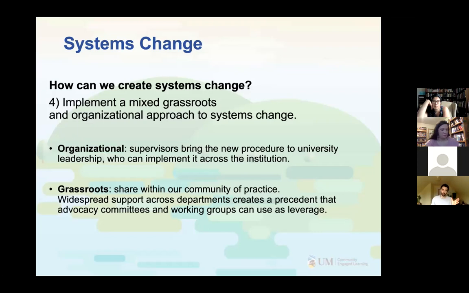The other approach is grassroots, and this would be me sharing with other folks like yourselves in the university who work with Indigenous communities, who have the similar challenges and experience the similar barriers, so that we can begin to build community support for these systemic changes. And then different advocacy committees and working groups can use that support as leverage where they're doing the work of challenging systems within the institutions.